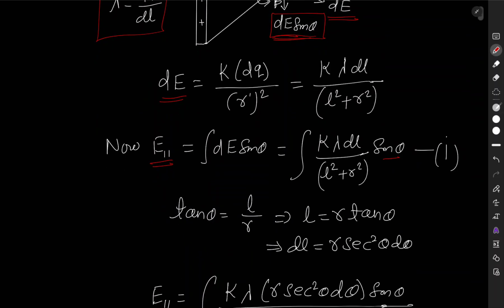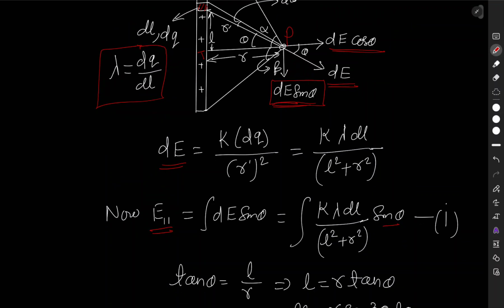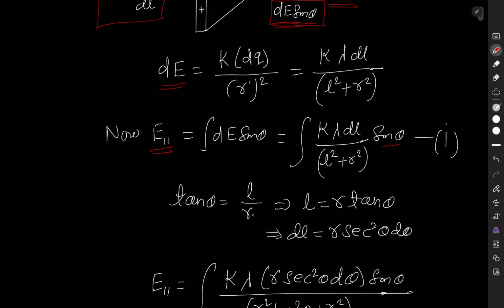Now from this triangle we can see that tan theta is perpendicular upon base. So tan theta is l by r. From here we can write l as r tan theta. We want to replace dl in terms of d theta. So dl will be r, differentiation of tan theta, which is sec square theta, and there will be d theta also.